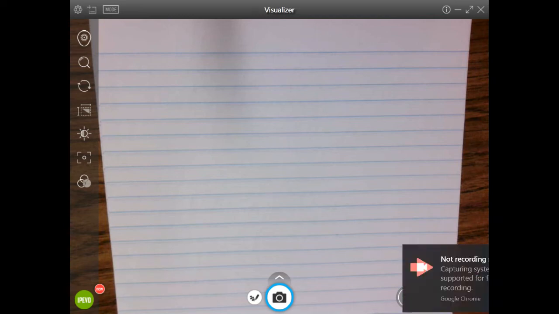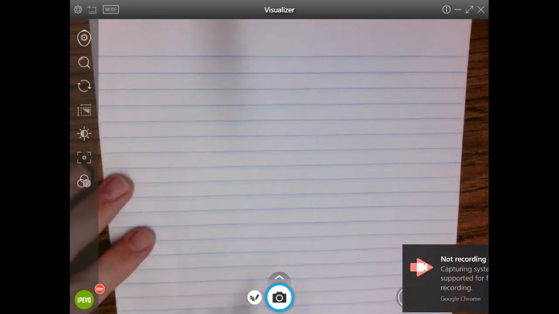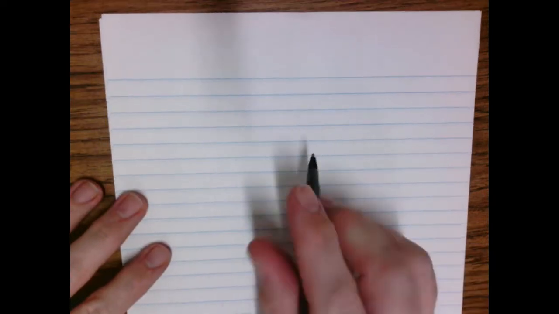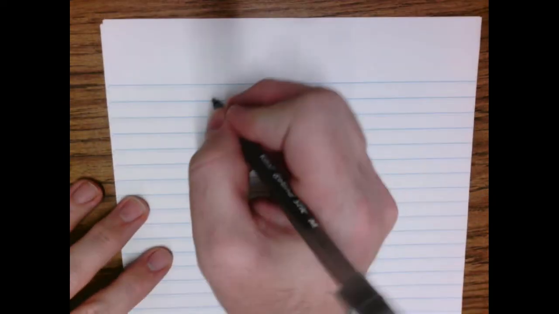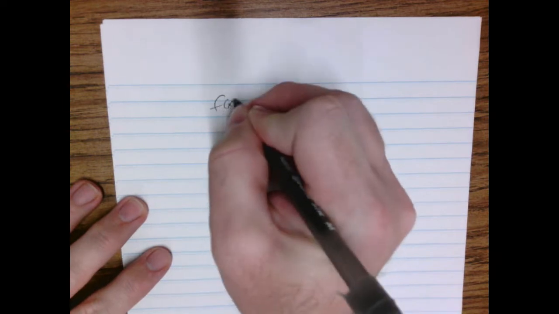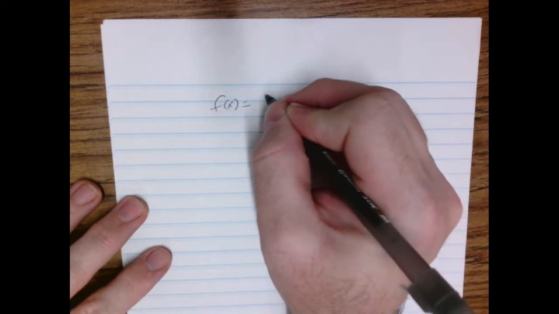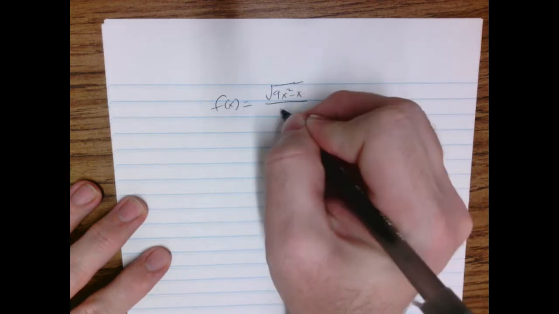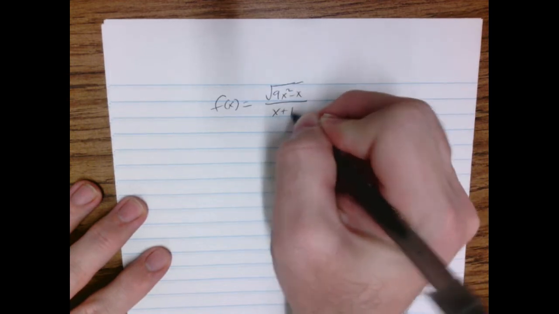Hey guys, here's another video showing an example of how to find a horizontal asymptote, but we're going to kick it up a notch and go with something a little more complicated than the example in the intro. So suppose you have this function instead, square root of 9x squared minus x, all over x plus 1.